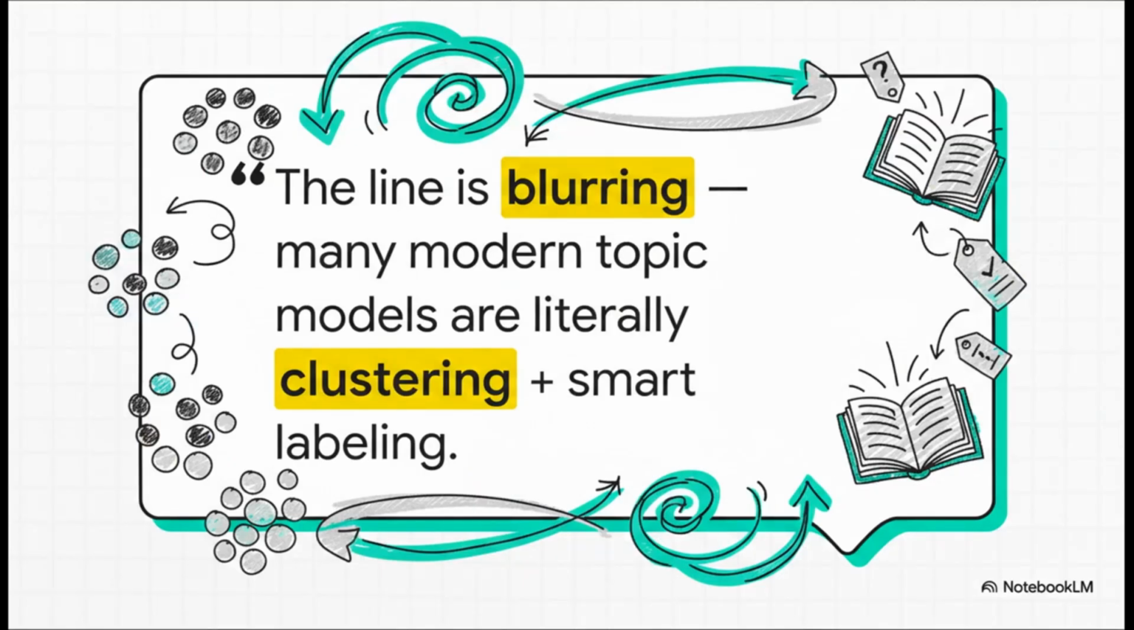And this really brings us to the single biggest takeaway of this whole explainer. The old debate is just over. The line has blurred so much that modern topic modeling has essentially become this sophisticated multi-step process where clustering is a key ingredient, followed by some really smart labeling. The two fields have basically converged.